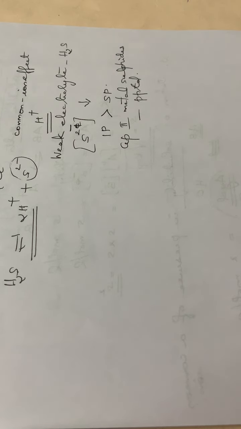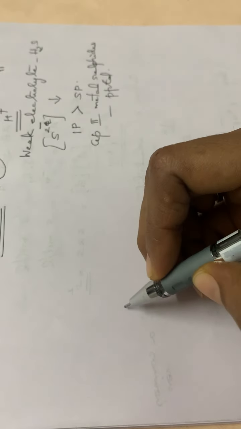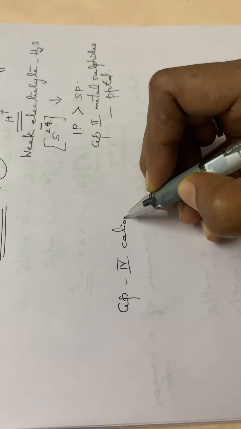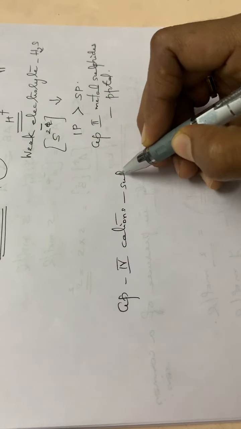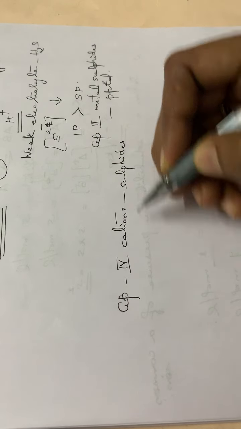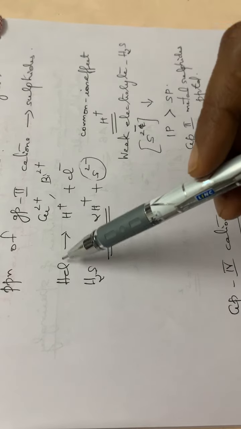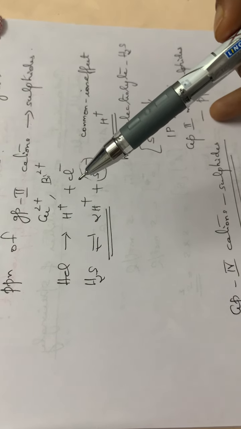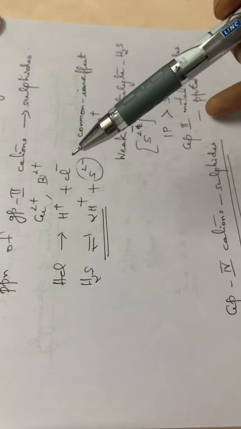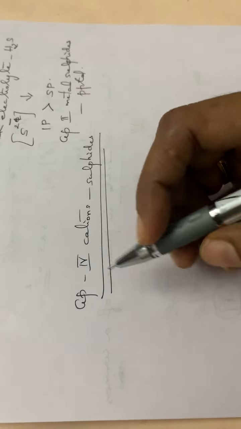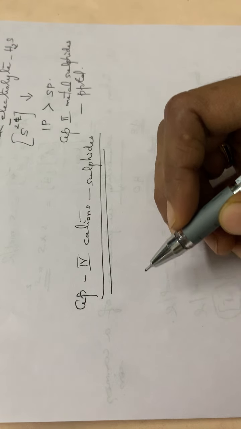Then the next is you have to go through the precipitation of group 4 cations. Group 4 cations will all be precipitating as sulfides, isn't it? But the difference is that group 2 cations will be precipitating in an acid medium, in the presence of HCl. But for group 4 cations, what are the reagents we are using? We are using ammonium chloride, ammonium hydroxide, as well as H2S.